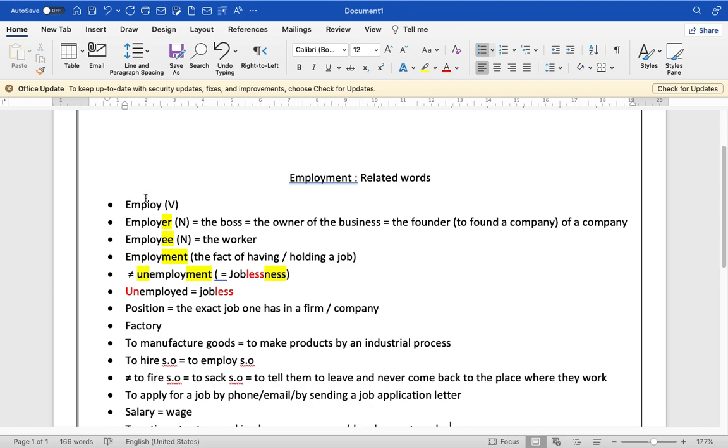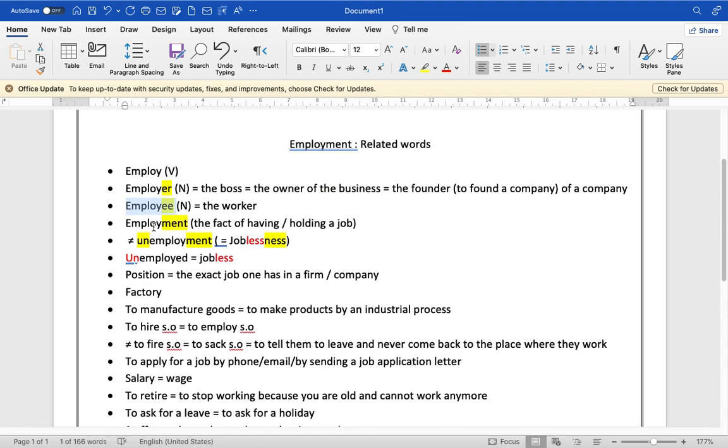So some of these words are to employ someone, that is to hire someone, and the opposite is to fire someone or to sack someone, to tell them to leave and never come back. And if you're starting a company and you cannot work on your own, you need some workers or employees, that is from employment. The opposite is unemployment or joblessness, when many people in a certain community do not have jobs. If a person does not have a job, you can call him jobless or unemployed.